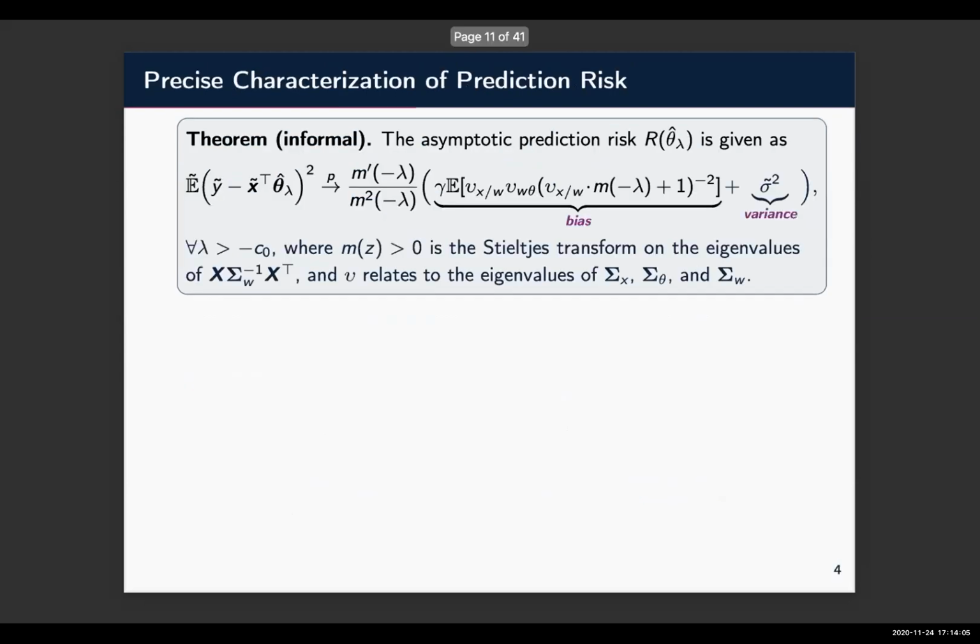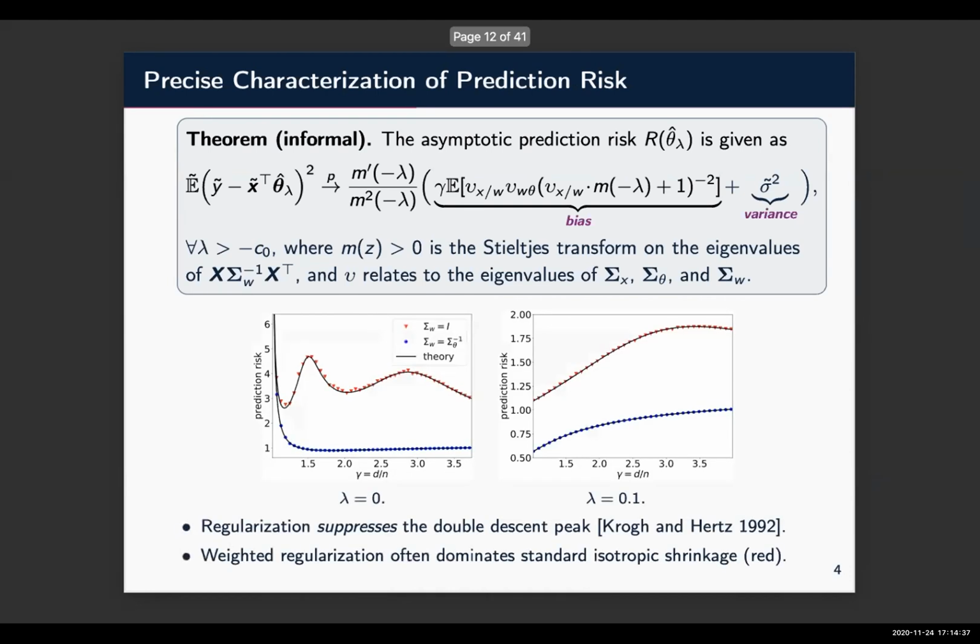So I'll briefly go over our formula for the prediction risk. We show that the prediction risk can be described by this equation, which relates to the Stieltjes transform of certain matrices and also requires taking expectation over certain distributions of eigenvalues. It's important to observe that the prediction risk can be decomposed into a bias term and a variance term. The variance term is due to label noise, and the bias term relates to properties of the true coefficients or the target model.